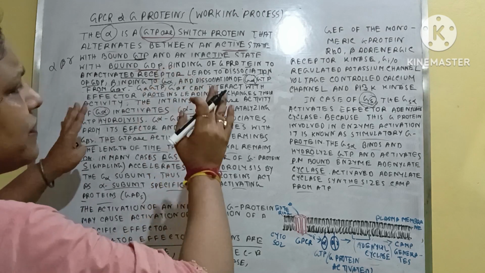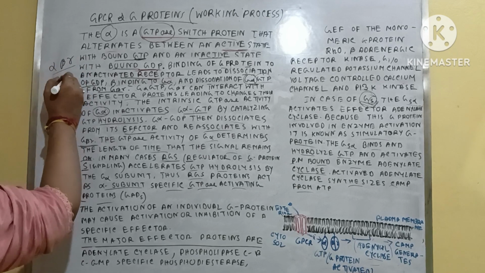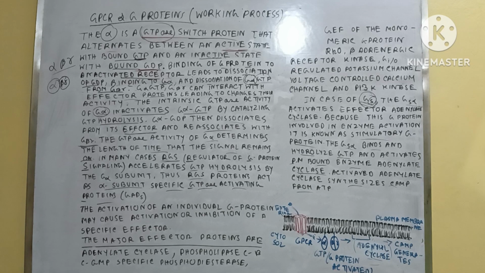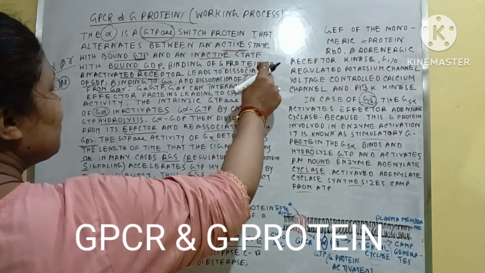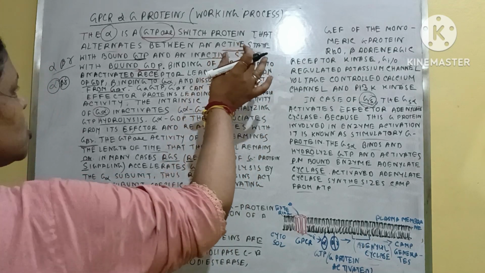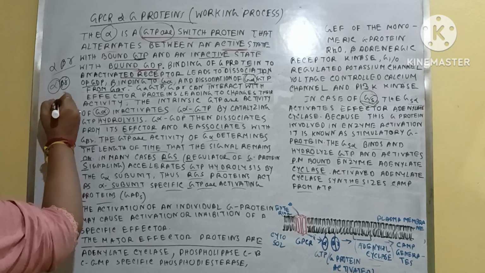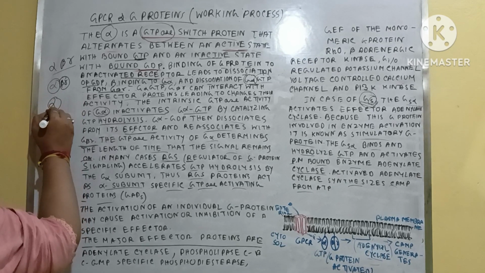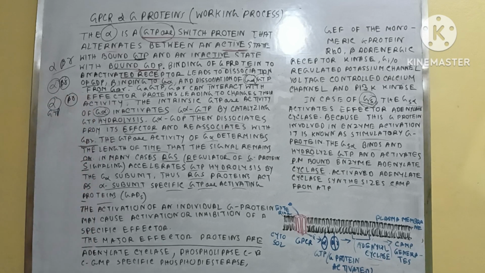In the previous situation, alpha, beta, gamma remain in attached form. But when G alpha is bound with the GTP, it is totally dissociated from beta gamma. That means, here what is happening? Alpha-GTP and beta gamma. Okay, this is actually occurring.